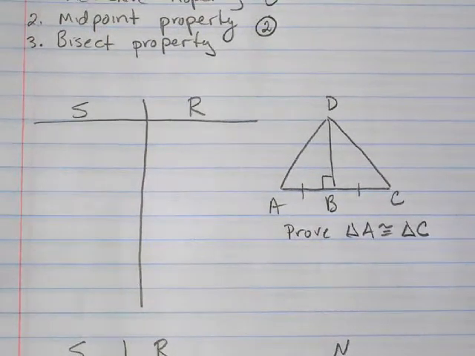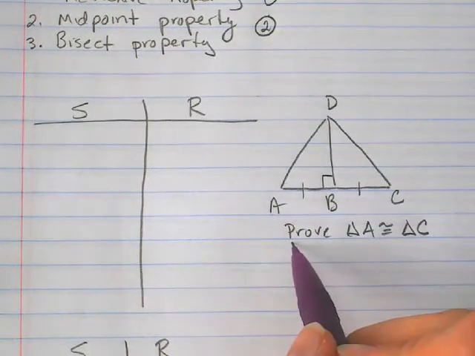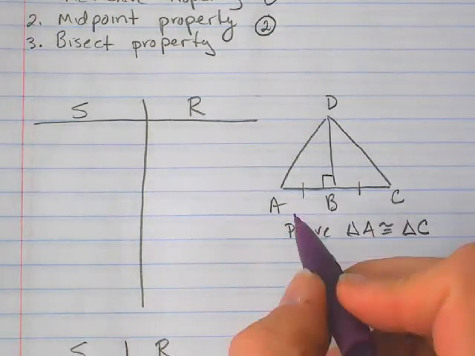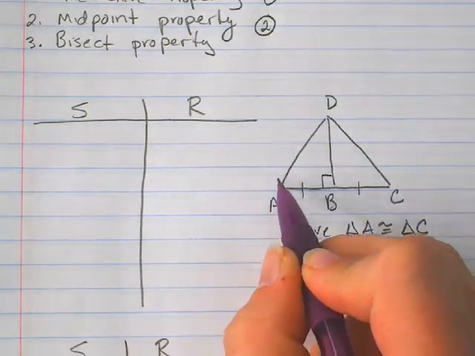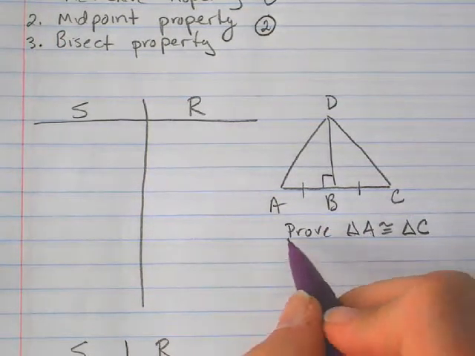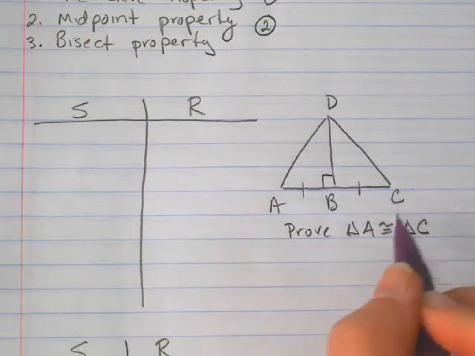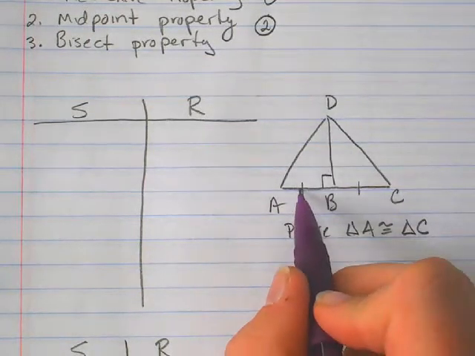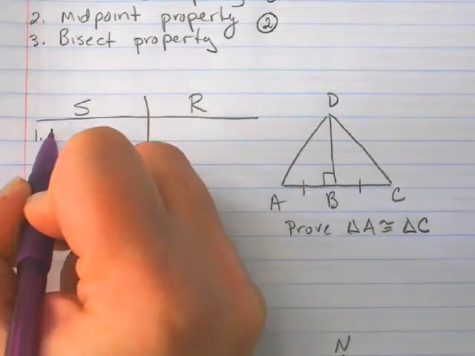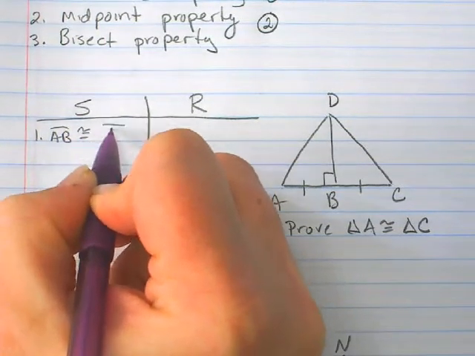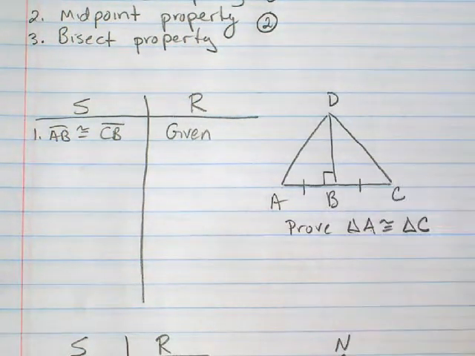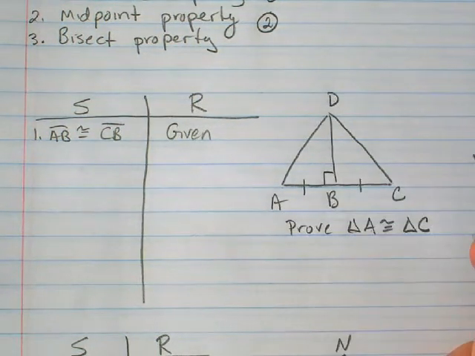Let's look at our first problem here. What we're trying to prove is that triangle A is congruent to triangle C. The reason I'm only using the letter A and C is they stand alone at the vertices of the triangle. What I'm going to do first is find the things that are given to me. The first thing I see is that side AB is congruent to side CB. The reason will be given. It is on the paper and I don't have to do anything or mark anything.